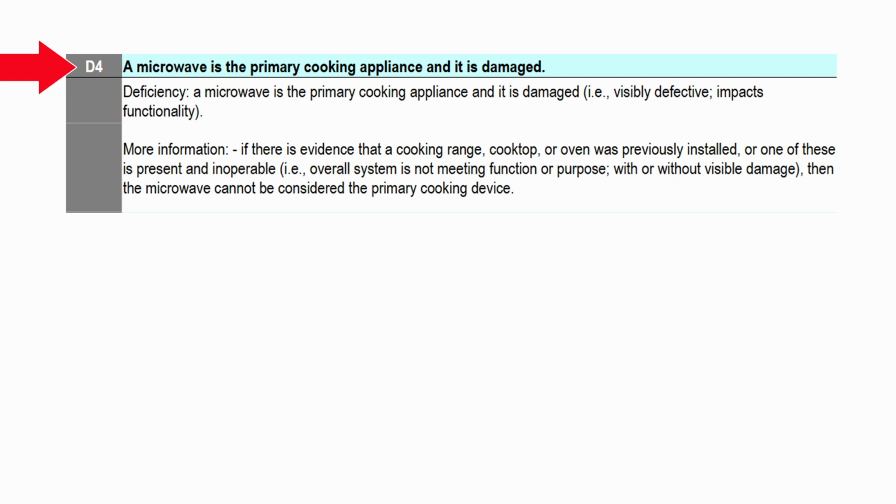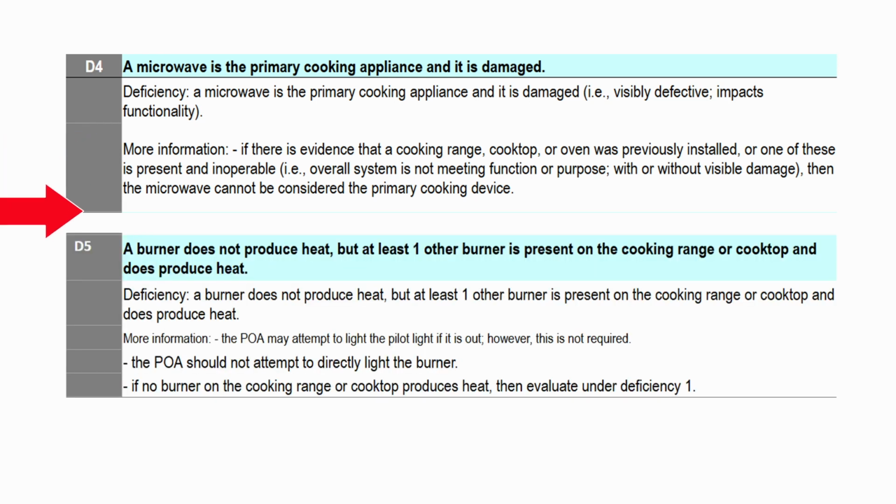Deficiency 4, a microwave is the primary cooking appliance and it is damaged, i.e., it's visibly defective, it impacts functionality. For more information, if there's a cooking range, cooktop, or oven that was previously installed, or one of these is present and inoperable, i.e., the overall system's not meeting its function or purpose with or without visible damage, then the microwave cannot be considered the primary cooking device.